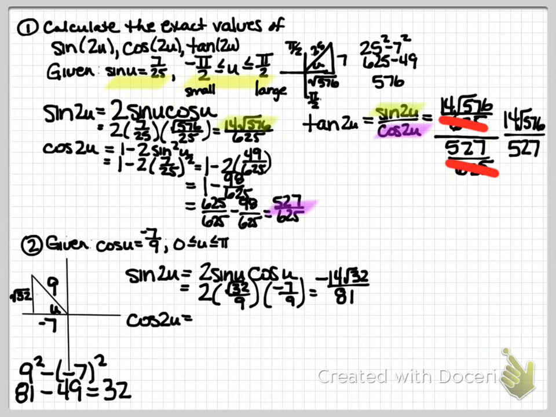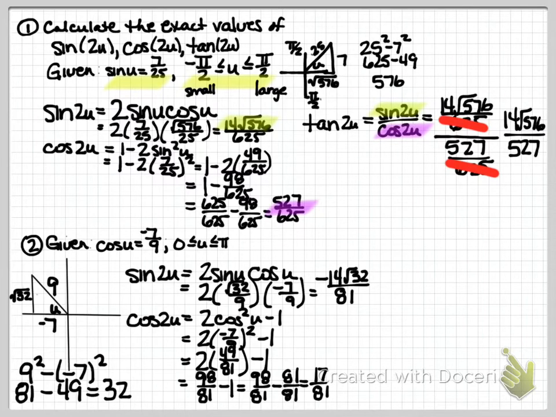So we were originally given cosine, so we want to use the 2 cosine squared u minus 1 formula. Again, pause your video, do the problem, and then come back to check your work. Okay, hopefully you got 17 over 81.